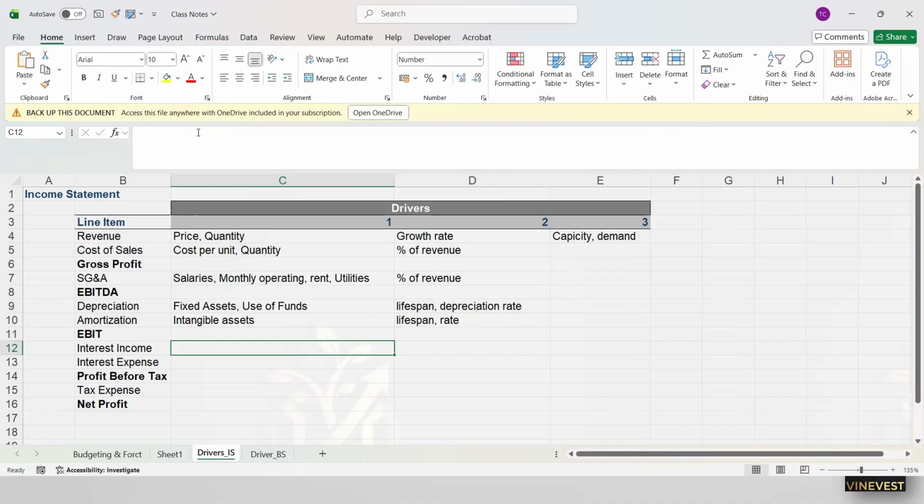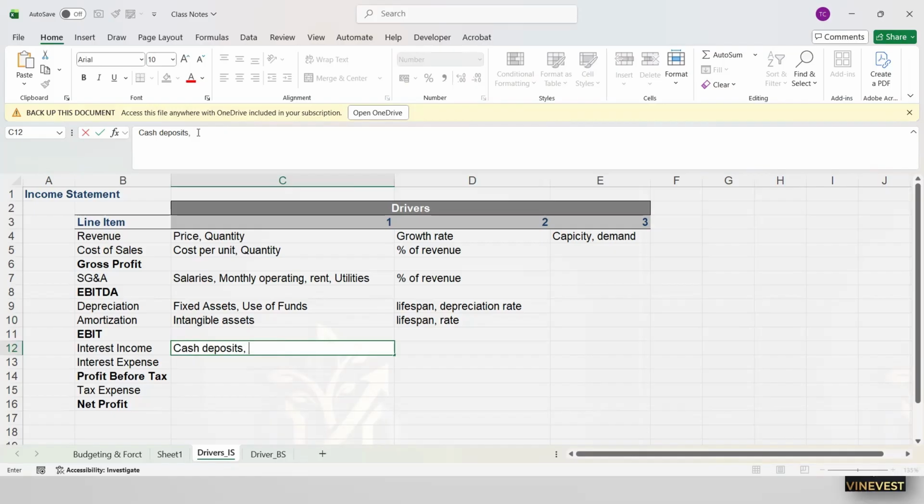So the next line item is our interest income. The drivers that drive interest income include your cash deposits. Most times companies earn interest income from their cash deposits, right? It might be a fixed deposit. Most times you don't keep your cash lying fallow. You want it to earn interest, right?